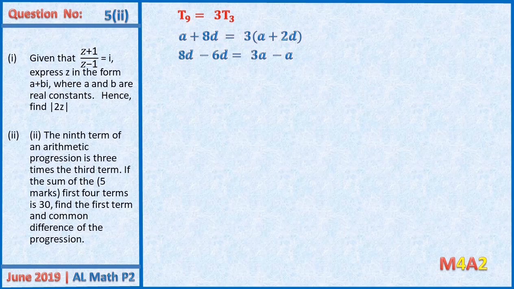minus 6D to be equal to 3A minus A. And this will give us D to be equal to A, equation 1. We are equally being told that the sum of the first four terms is 30.